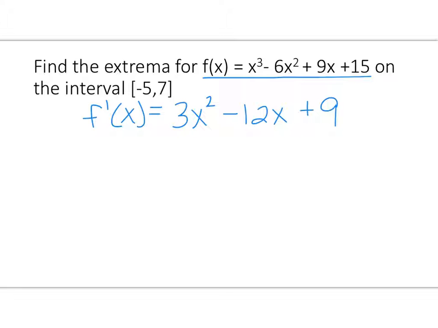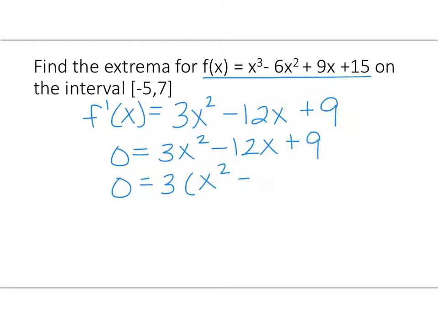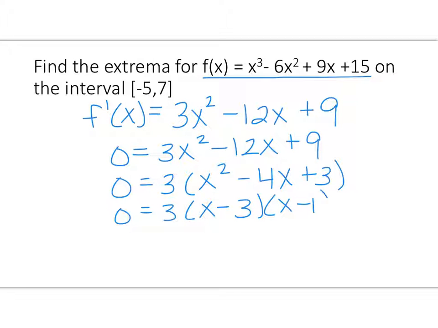So I want to know, when does that derivative equal 0? So I'm going to set it equal to 0. So 0 equals 3x squared minus 12x plus 9. I can factor out a 3. So I'm left with x squared minus 4x plus 3. And this factors to 3 times x minus 3 times x minus 1. So I know at x equals 3 and x equals 1, I have a local extrema.